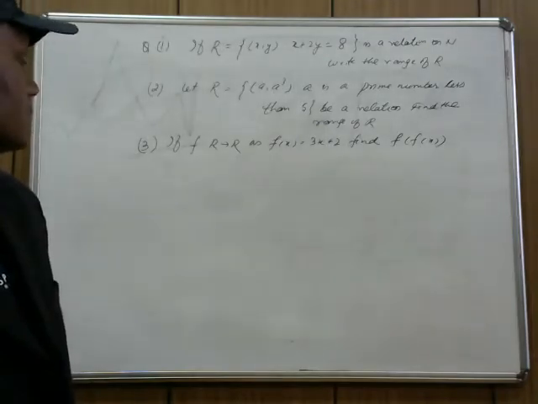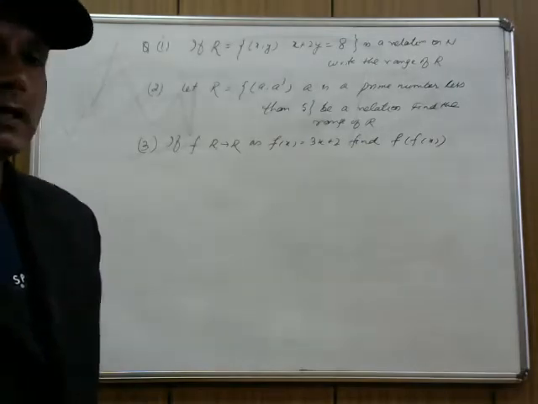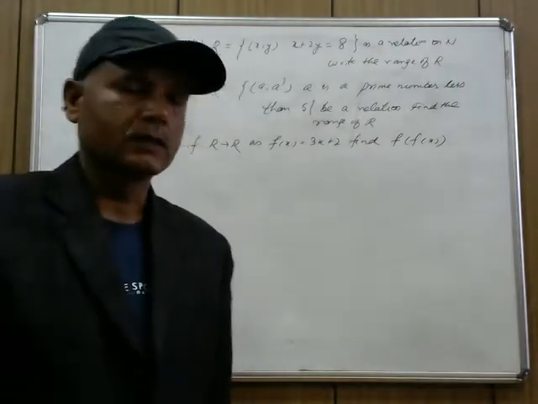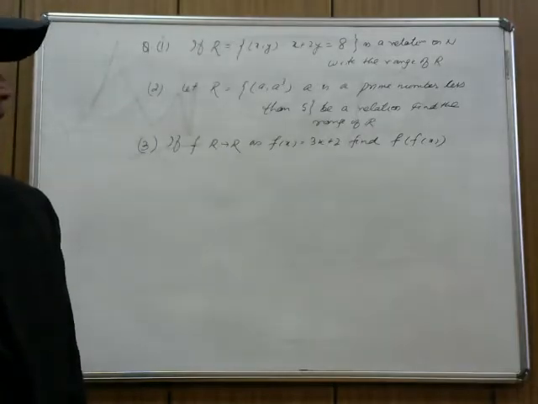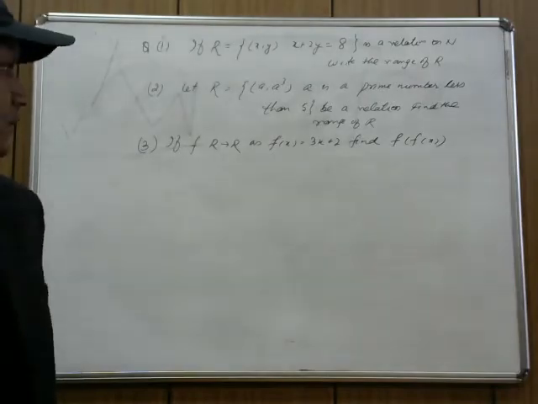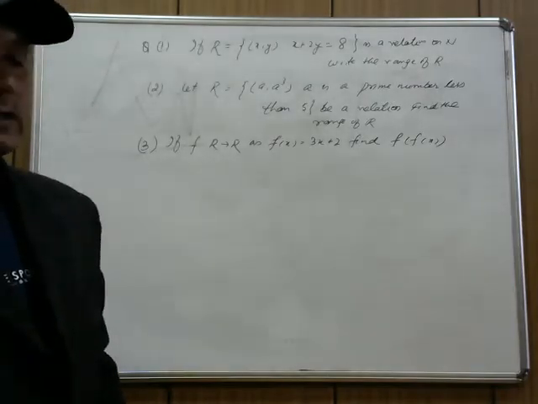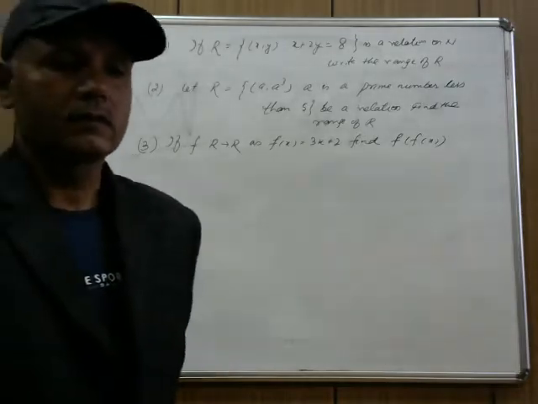The second question is: let R be equal to {(a, a cube) such that a is a prime number less than 5}, then find the range of R. The third question is: if the function is defined from real numbers to real numbers and f of x is equal to 3x plus 2, then find f inverse of x.